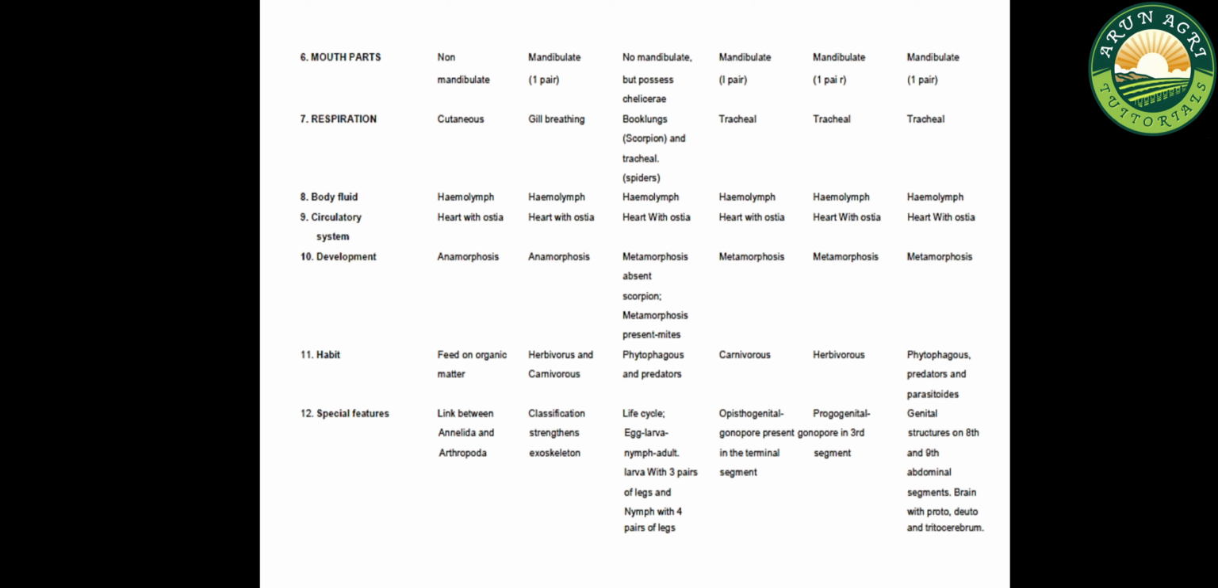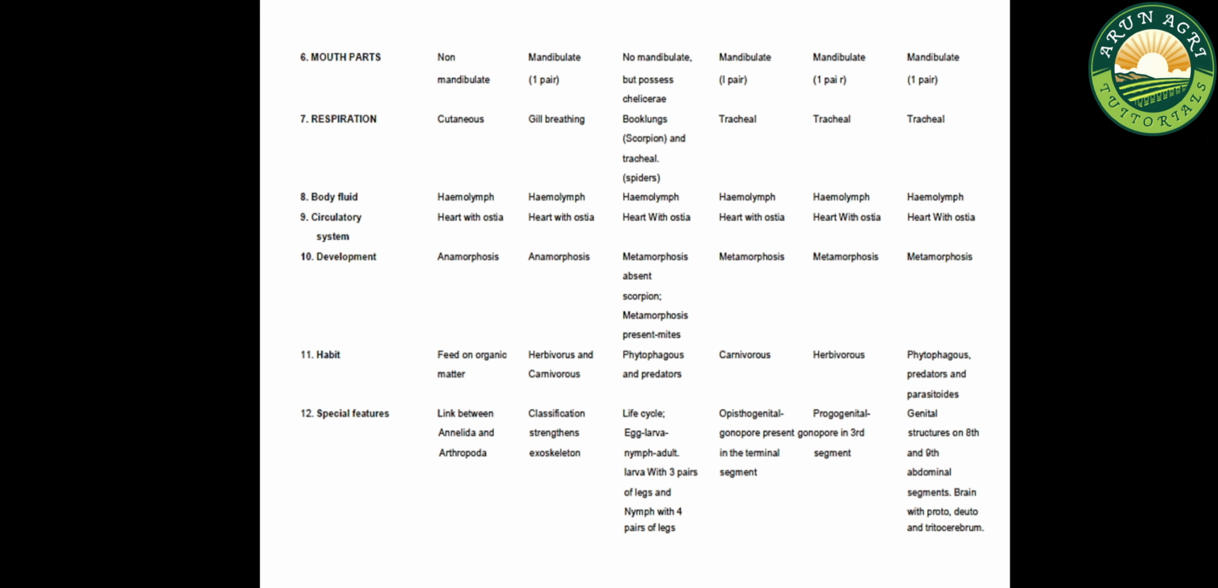Next, in case of Arachnida, with respect to the life cycle, there will be 4 stages: egg, larva, nymphs, and adult. Larva with only 3 pairs of legs will be there, but nymphs and adults you can see 4 pairs of legs. In case of Chilopoda, it is called opisthogoneate. Opisthо means behind the genital organs, so the gonopore is present in the terminal segment, the last end. In case of Diplopoda, they are progoneate, meaning the gonopore and sexual organs are present on the third abdominal segment itself. In case of insects, genital structures are usually present on the 8th and 9th abdominal segments.